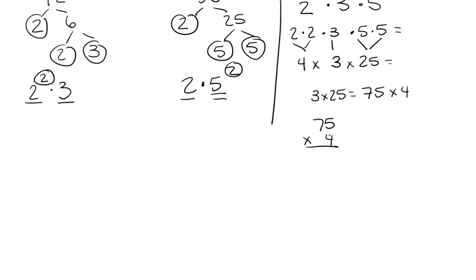So 5 times 4 is equal to 20. Carry the 2. 4 times 7 is equal to 28, plus the 2 is equal to 30. So we have 300 as our final answer for the month that he will see both doctors.